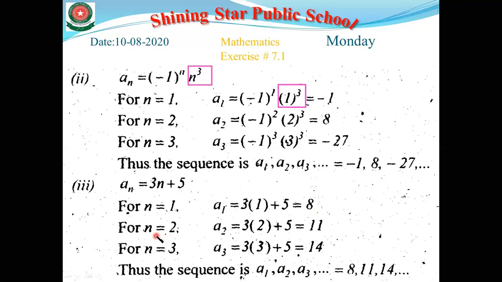Now put n equals to 2. So a2 equals 3 multiplied by 2, 6, 6 plus 5, 11. And now for n equals to 3, a3 equals 3 multiplied by 3, 9, 9 plus 5, 14. Thus the sequence a1, a2, a3 equals 8, 11, 14, which is your required sequence of this part.